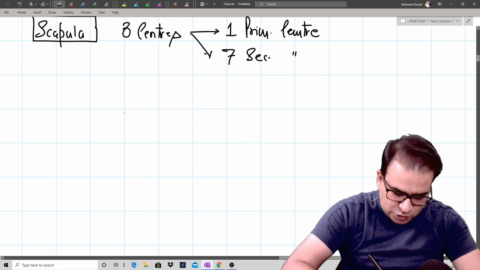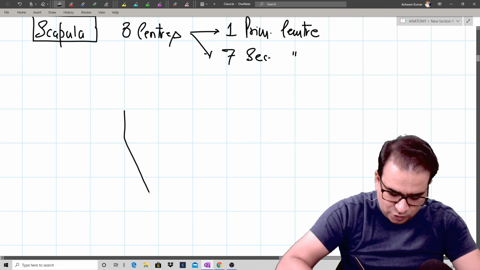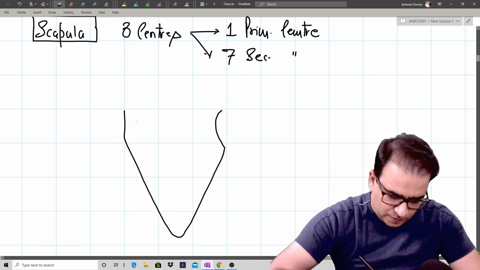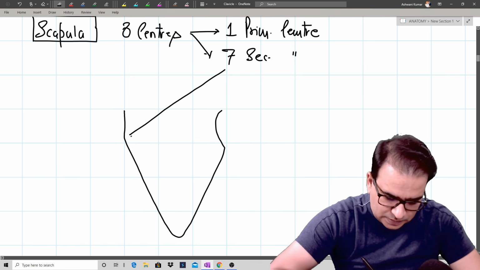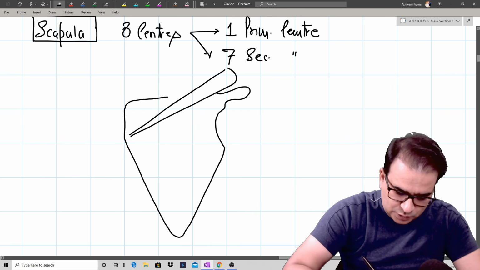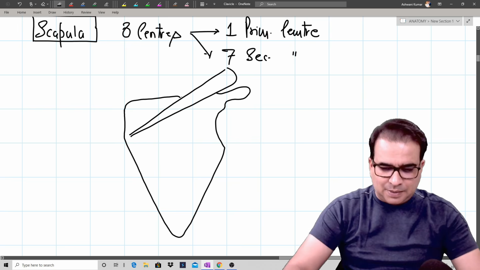It's better if you remember it with the help of a diagram here. So let's say if I'm just drawing this posterior view of the scapula, there we go. This is the inferior angle here. This here is the glenoid cavity. There is the acromion process. This here is coracoid. That's the superior border. So that's roughly a scapula here.